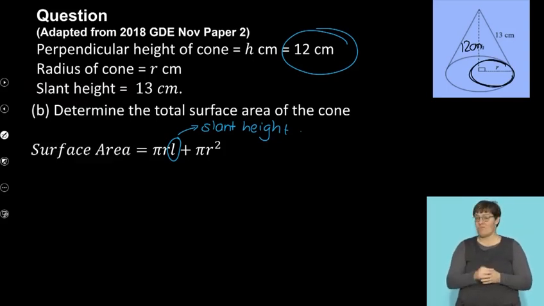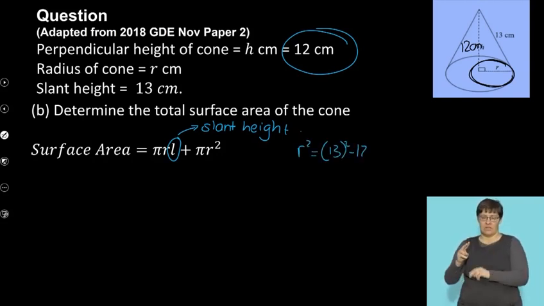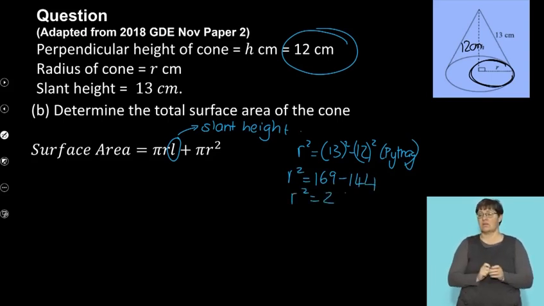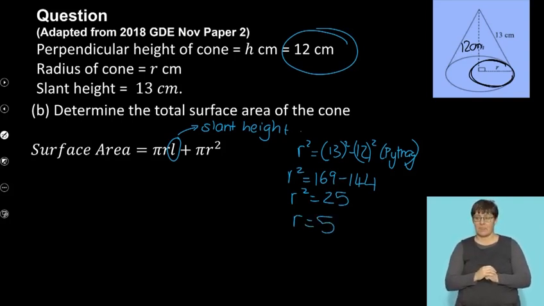So let's calculate r. We know that r squared will be equal to 13 squared minus 12 squared because of Pythag. Which means that r squared will be equal to 169 minus 144. So r squared is equal to 25, and if I square root that, I can see that my radius is 5 centimeters. So I can now substitute into my surface area formula.